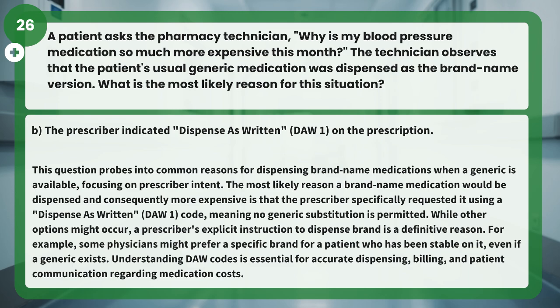While other options might occur, a prescriber's explicit instruction to dispense brand is a definitive reason. For example, some physicians might prefer a specific brand for a patient who has been stable on it, even if a generic exists. Understanding DAW codes is essential for accurate dispensing, billing, and patient communication regarding medication costs.